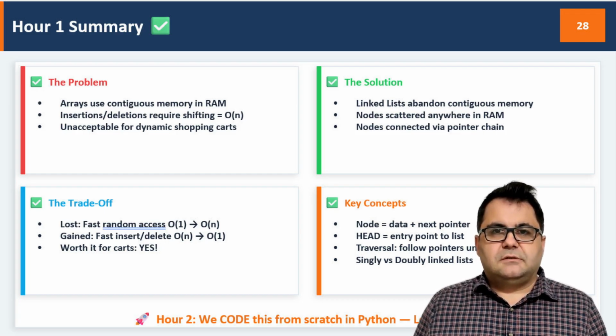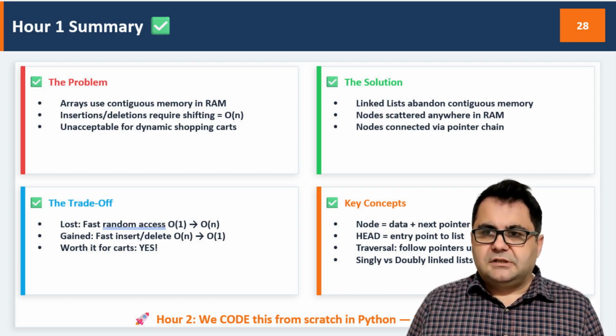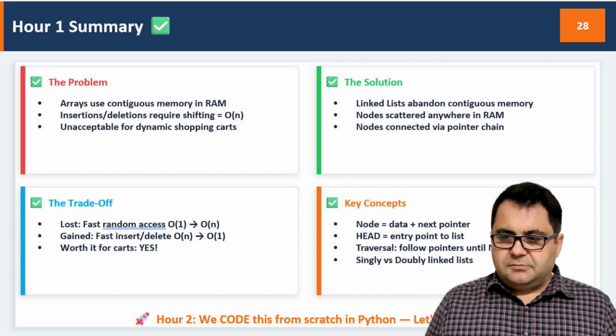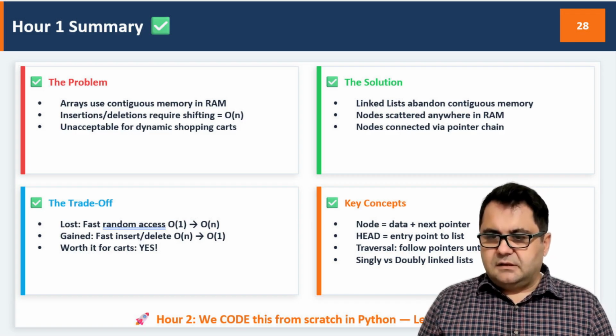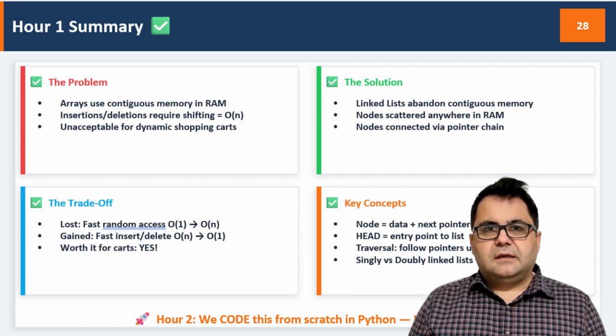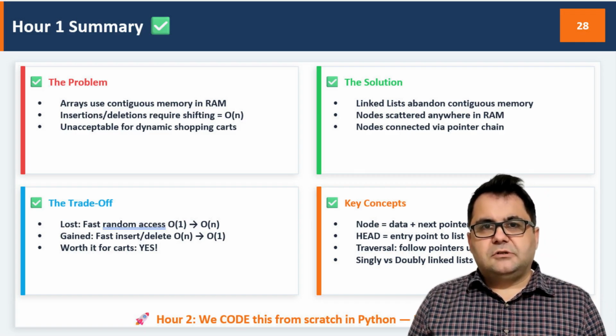Second, the solution. Linked lists abandon contiguous memory. Nodes can be scattered anywhere in RAM. Nodes are connected via pointers. Each node knows where the next node is.